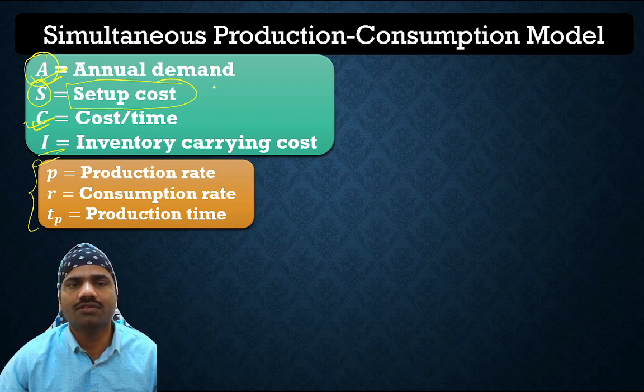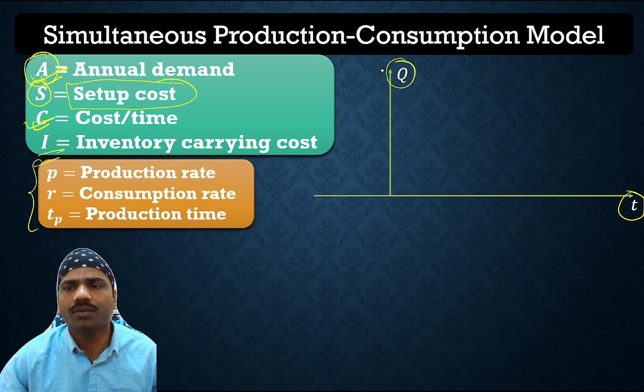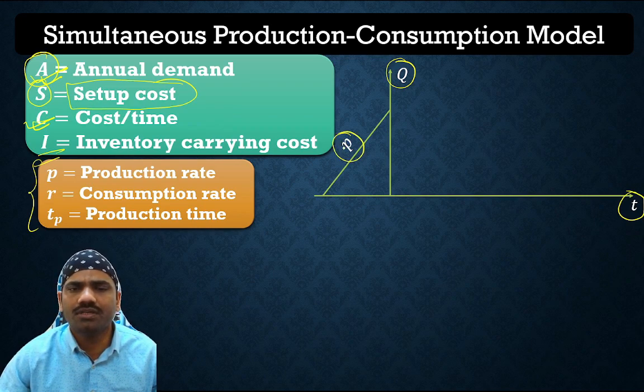So let us see these variables with a simple plot. We have a plot between time and quantity, same as the earlier one. What will happen if we are producing at some rate? We are producing at a rate P. If we produce with P, we have some quantity, let us say Q.